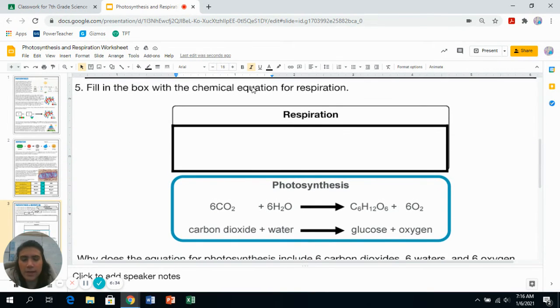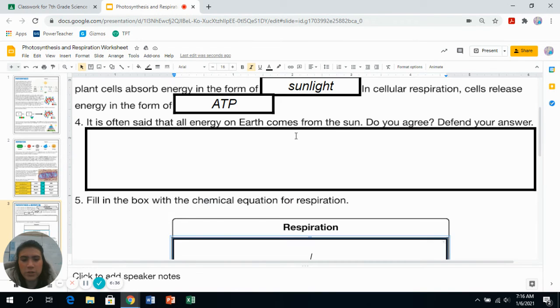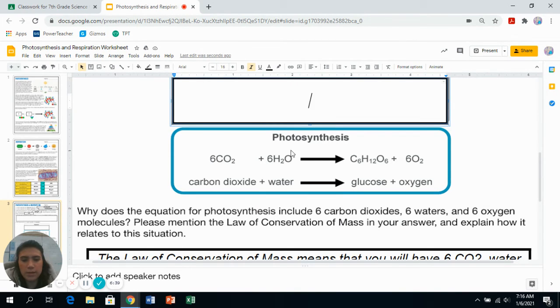Alrighty, fill in the box with the chemical equation for respiration. So this one is going to be very easy because they give us the one for photosynthesis, and it's going to be exactly opposite. I'm just going to have you do the bottom one, which is going to be for cellular respiration. What we intake is our oxygen plus our glucose, the ones because we eat plants.